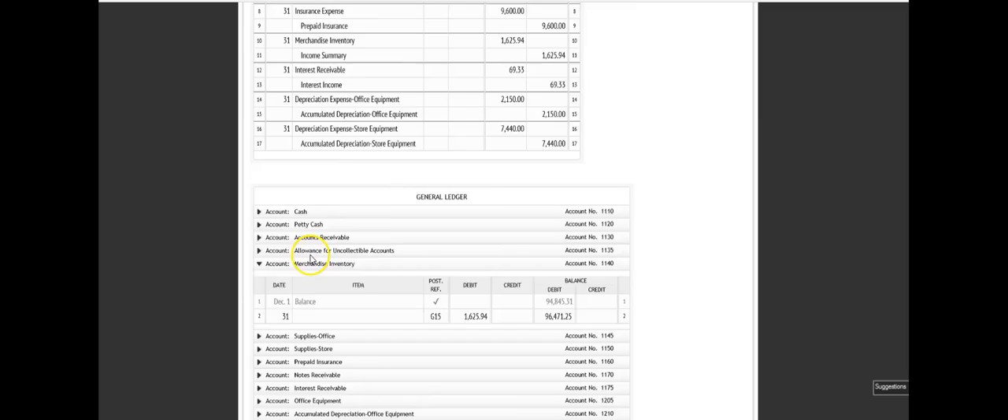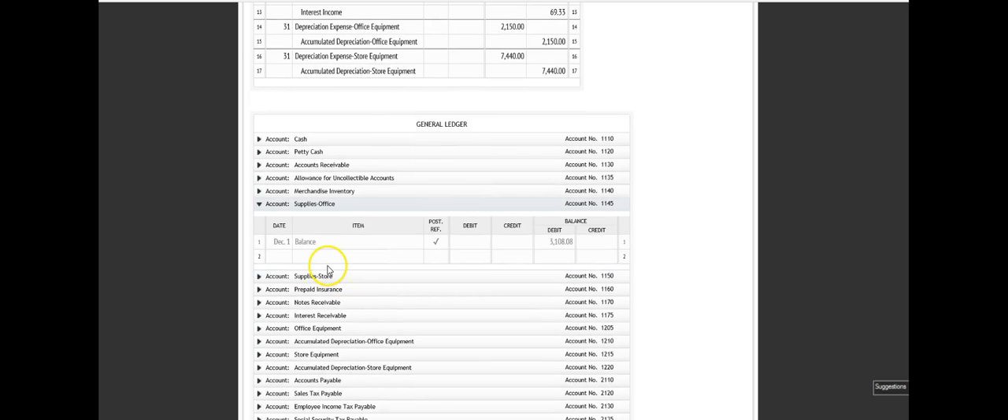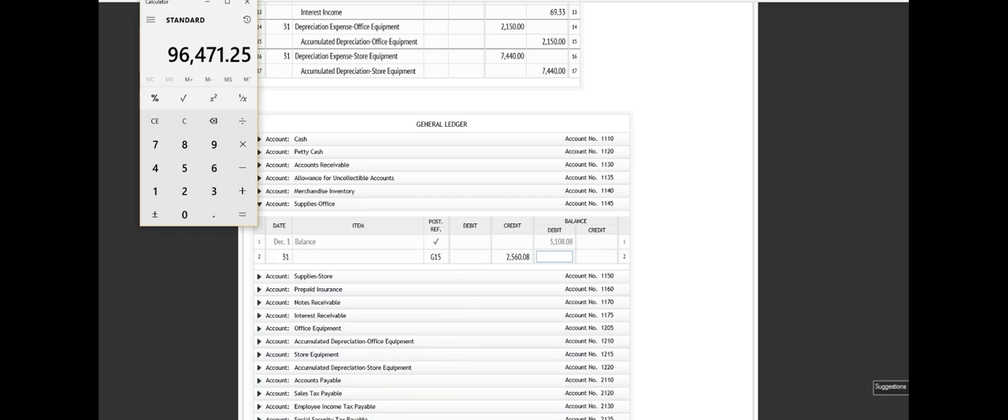We have supplies office next. Let's come up here and look for it. Supplies expense office. Yep, so let's put that in there. 31st, G15. And our credit is 2,560.08. Sorry, it's a credit though. Yep, so we subtract that.